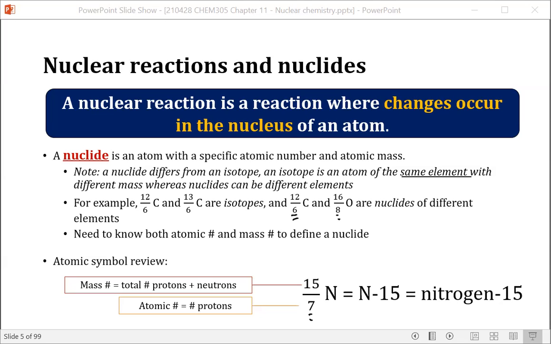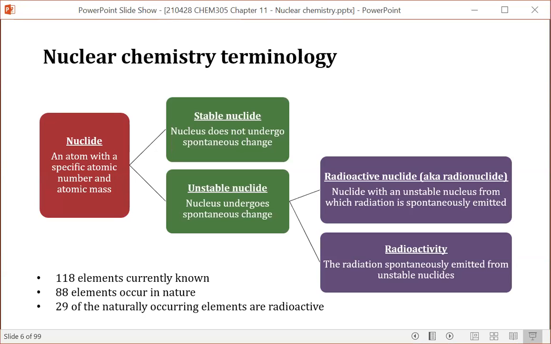We have to have balanced chemical equations in terms of the types of atoms. Not so in nuclear reactions, because the number of protons is going to be changing in a nuclear reaction. Okay, so here's some nuclear chemistry terminology to get us started.